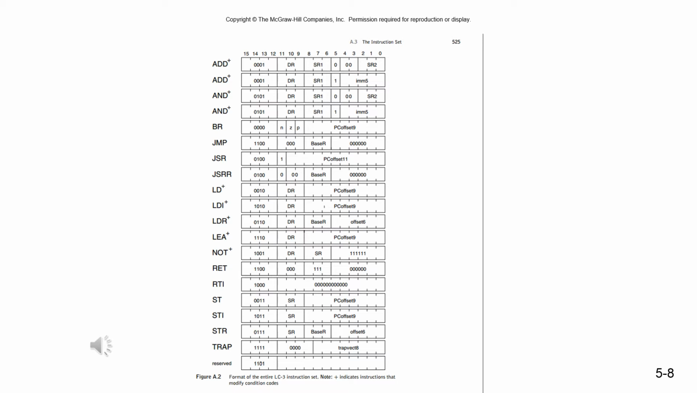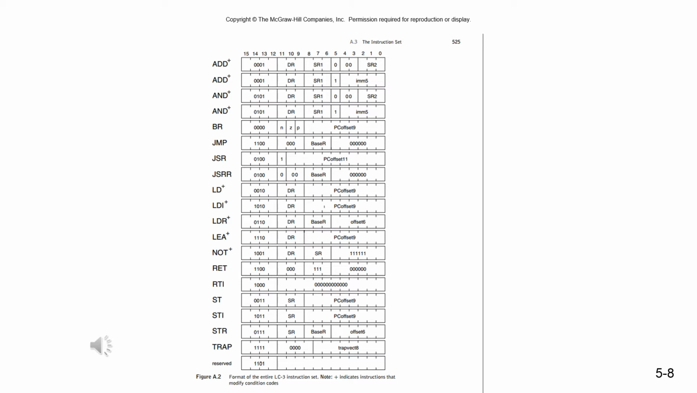If you recall, add has a register mode where both of the operands to be added together come from registers, and that's designated by bit 5 being 0. Add also has an immediate mode where source register 1, the contents of whatever register address is in bits 6, 7, and 8, is added to a 5-bit 2's complement sign extended value. That's sign extended to 16. And those bits are 0 through 4.